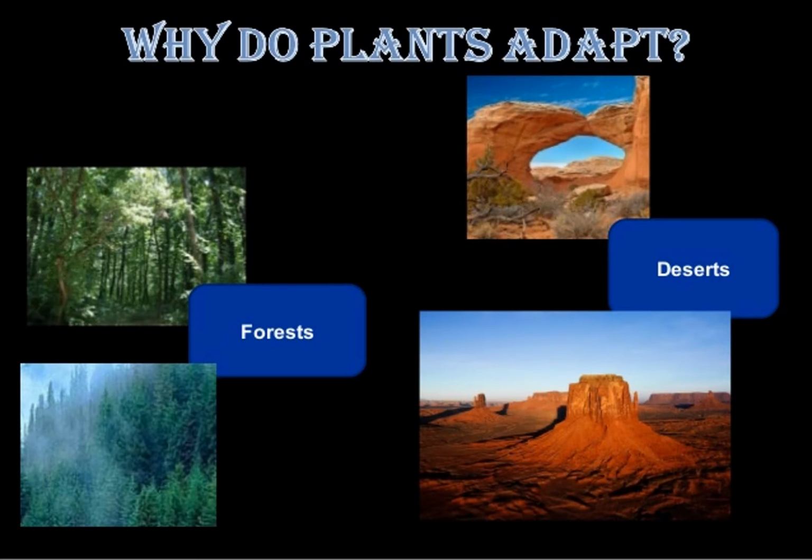Why do plants adapt? Plants have adaptations to help them live and grow in different areas. This adaptation might make it very difficult for the plants to survive in a different place. This explains why certain plants are found in one area but not in another. Plants adapt to their environment from necessity.